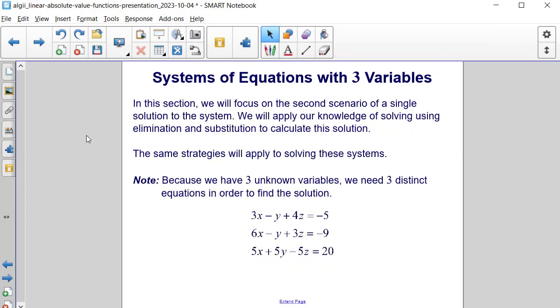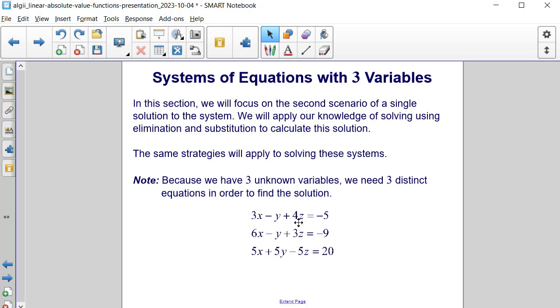In this section, we will focus on the second scenario of a single solution to the system. In other words, we're finding the point where three planes intersect, or the corner of the room. We will apply our knowledge of solving using elimination and substitution to calculate this solution. The same strategies will apply to solving these systems. It's worth noting that because we have three unknown variables, we need three distinct equations in order to find the solution. So here's an example.